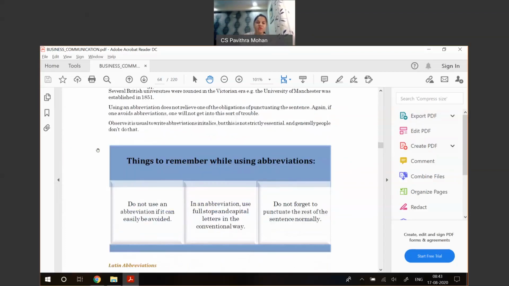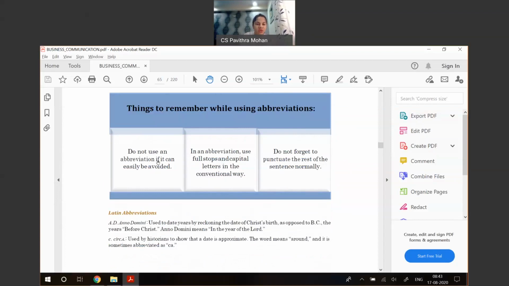With respect to abbreviation, what do they say? Do not use an abbreviation if it can be easily avoided. So if you can avoid that, for instance, if you're writing "for example", or just writing "example", e.g. or ex., instead of that you can write "for instance". That is a good way in which you're trying to explain your document. So try to avoid these abbreviations as much as possible.